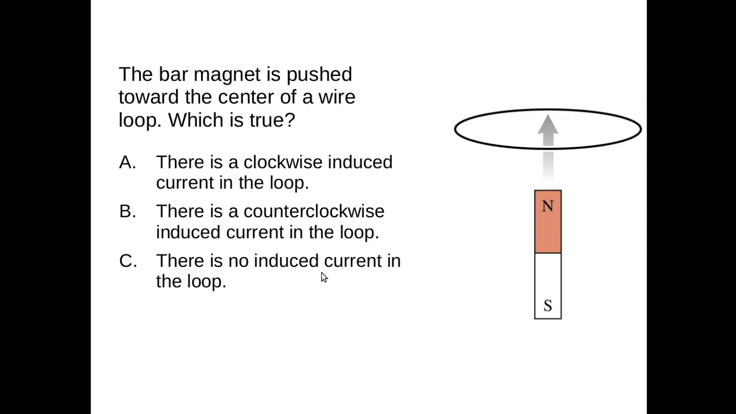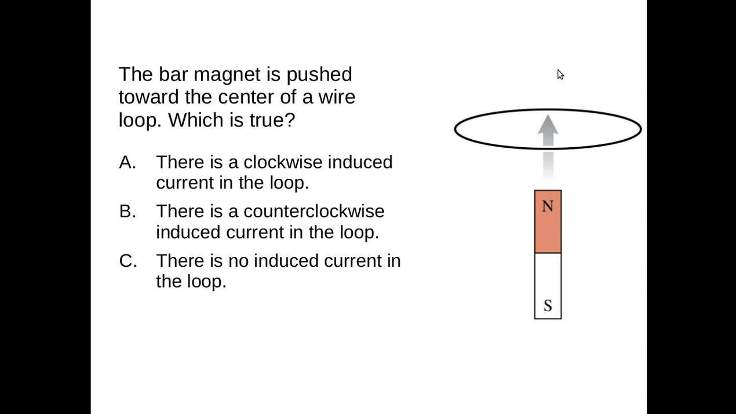Let's talk about it. All right, we've got a bar magnet that's being pushed towards the center of a wire loop. So is there a clockwise induced current, a counterclockwise induced current, or is there no induced current? So you bring the north pole in, all right? So if I'm bringing the north pole in, the magnetic field is getting stronger in the positive y direction, right? So delta B is in the positive y direction, okay? So the magnetic field is increasing as I bring it up. That means B induced is in the negative y.